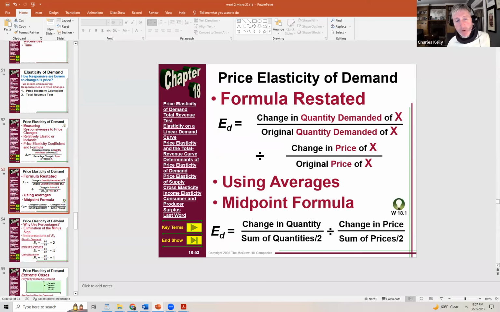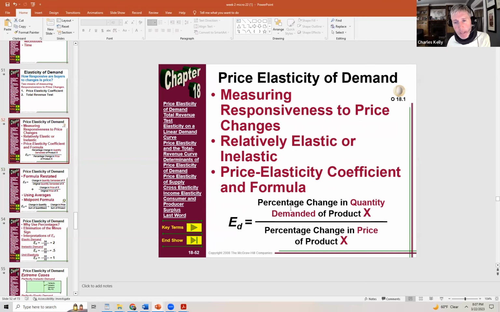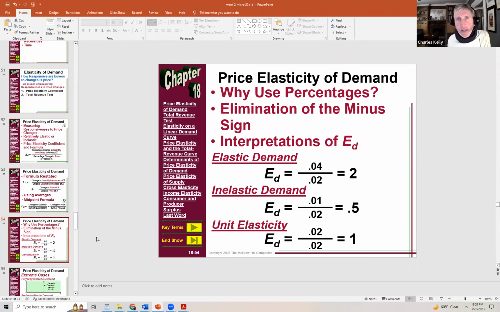Now, again, you're not going to have to do this, but here's what you absolutely positively need to know from a practical standpoint. After we measure percentage change in quantity demanded over percentage change in price, this is what you need to know. This is the heart and soul of it. Let's skip the mathy math stuff. If the result is greater than 1, demand is elastic. And the higher it is, the more elastic demand is. So if this were 5, demand is more elastic than 2, more responsive.